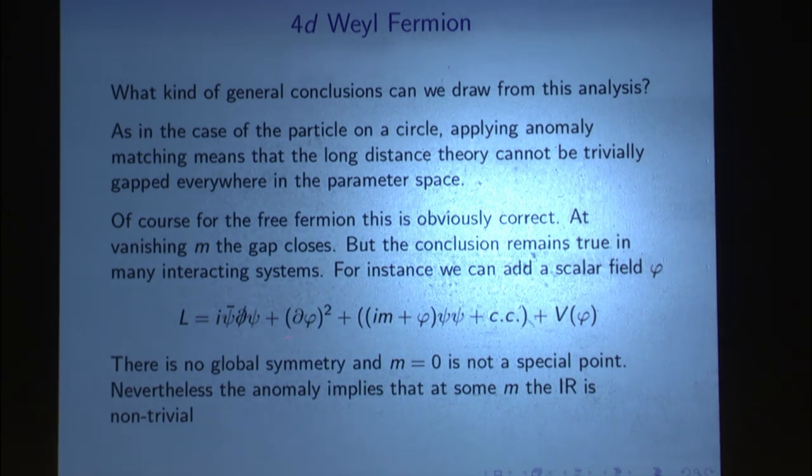Here's an example. I've added phi, some potential, and some coupling between phi and the fermions. And now there's no global symmetry, and m equals 0 is not special anymore. But the same anomaly exists, and it implies that somewhere in the complex m plane, the IR is non-trivial. But where is not singled out by this kind of analysis. It does not necessarily mean a continuous degree of freedom. The only conclusion you get from this is that it cannot be trivially gapped. So there could be a TQFT somewhere.